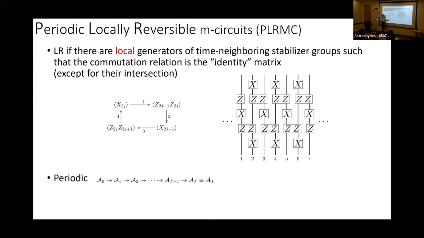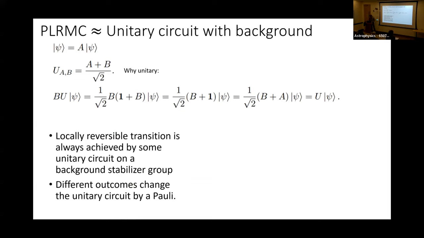Here's an example. On these two steps, what you do is this, just like this is my local generator and another, they all pair up, next time step this and that, next time step, in this cyclic fashion. There you can always find consistent pieces and say this is periodic. Now, maybe this is a bit difficult to imagine. You heard the definition of reversible, but let me tell you that this is basically a unitary circuit.